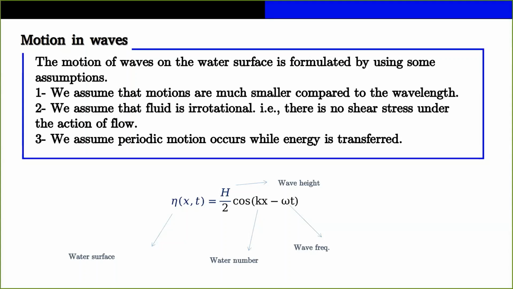For the case of water waves, when we want to formulate the wave motion, we use some assumptions, and I'm just telling you these assumptions in a very simple way. So we assume that the fluid is irrotational, and we assume that the wave height is very small, and also we assume that the motion is periodic.